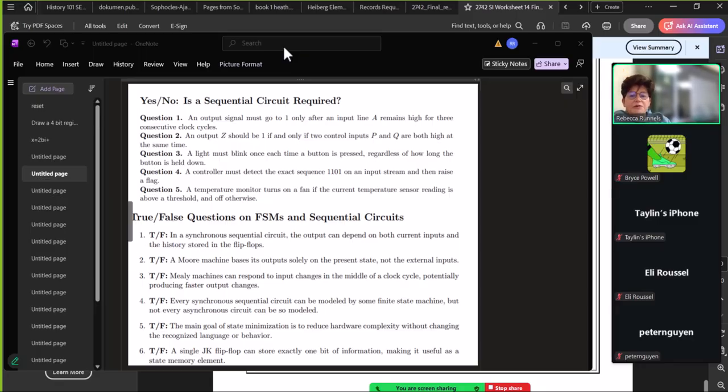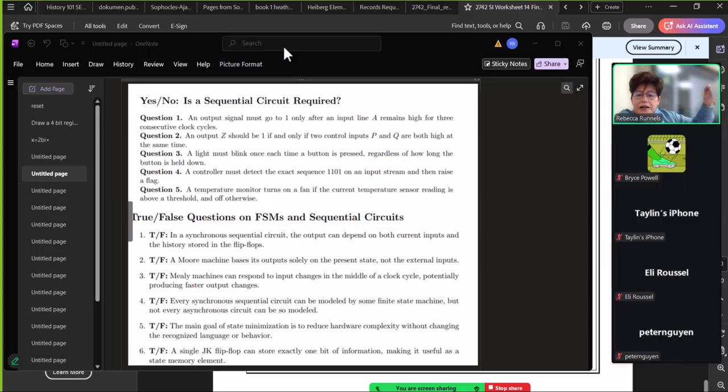An output Z should be 1 if and only if two control inputs P and Q are both high at the same time. No. No memory. A light must blink once each time a button is pressed, regardless of how long the button is held down. No. A controller must detect the exact sequence 1101 on an input stream and then raise a flag. Yes. Sequence detector definitely requires memory. A temperature monitor turns on a fan if the current temperature sensor reading is above a threshold and off otherwise. No.